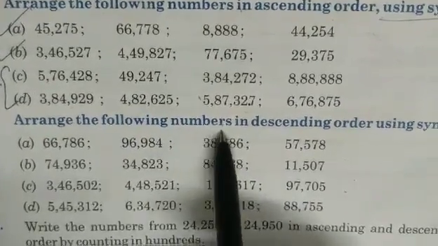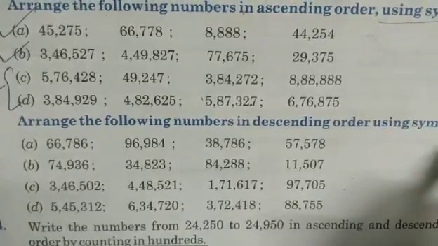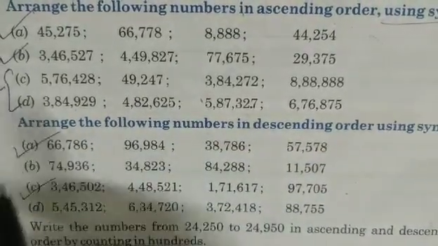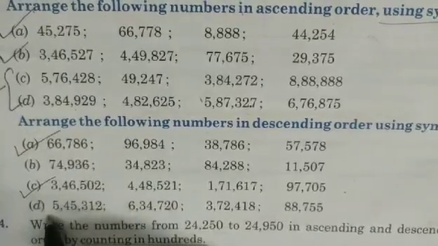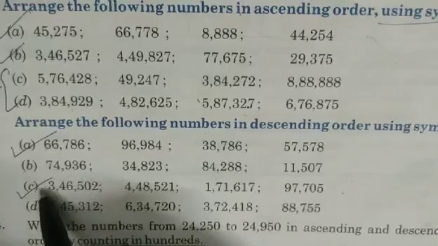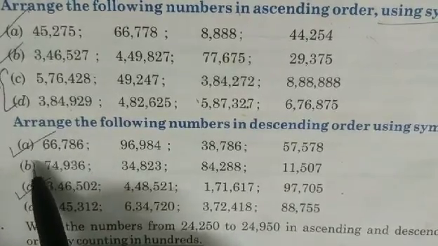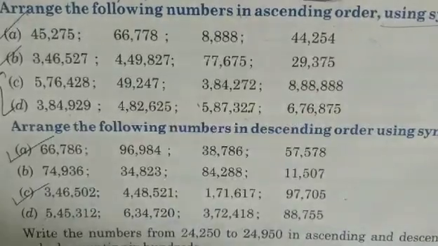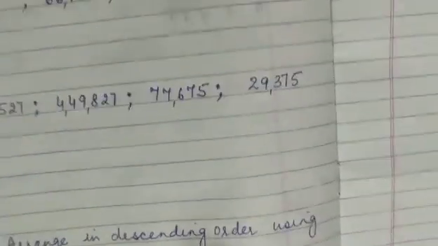Arrange the following numbers in descending order. I will do the A part and C part. B and D, you will revise on your register. These two you will do in your notebook, and this B and C part you will revise on your register. So we will start with question number 2.